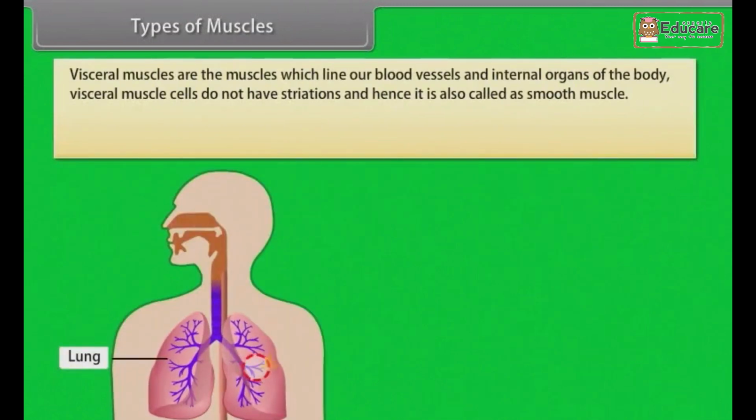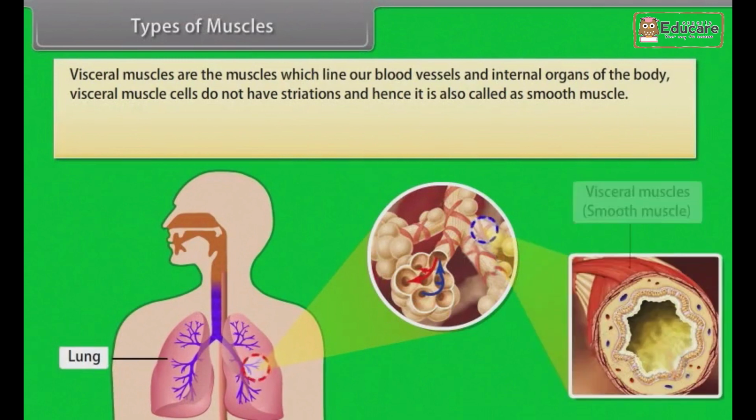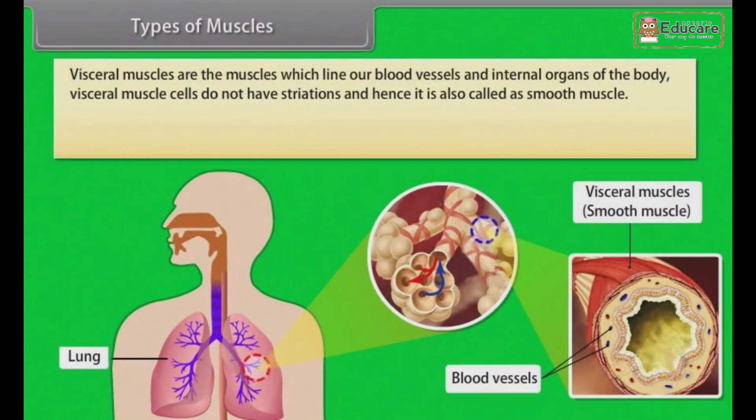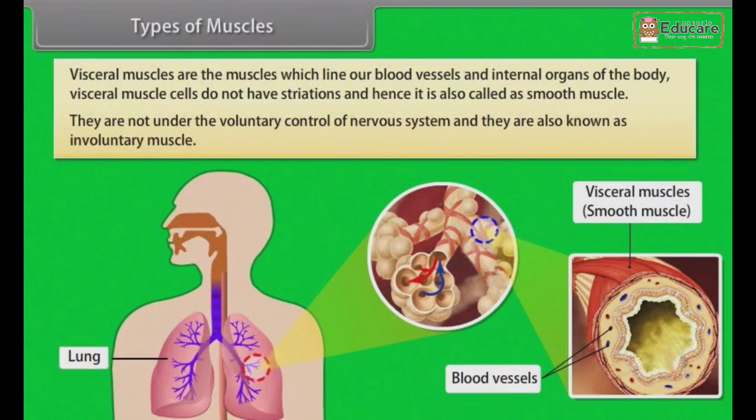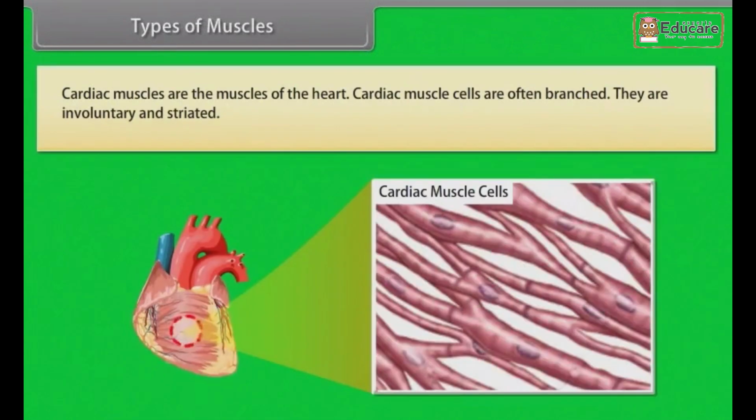Visceral muscles are the muscles which line our blood vessels and internal organs of the body. Visceral muscle cells do not have striations and hence it is also called as smooth muscle. They are not under the voluntary control of nervous system and they are also known as involuntary muscles. Cardiac muscles are the muscles of the heart. Cardiac muscle cells are often branched. They are involuntary and striated.